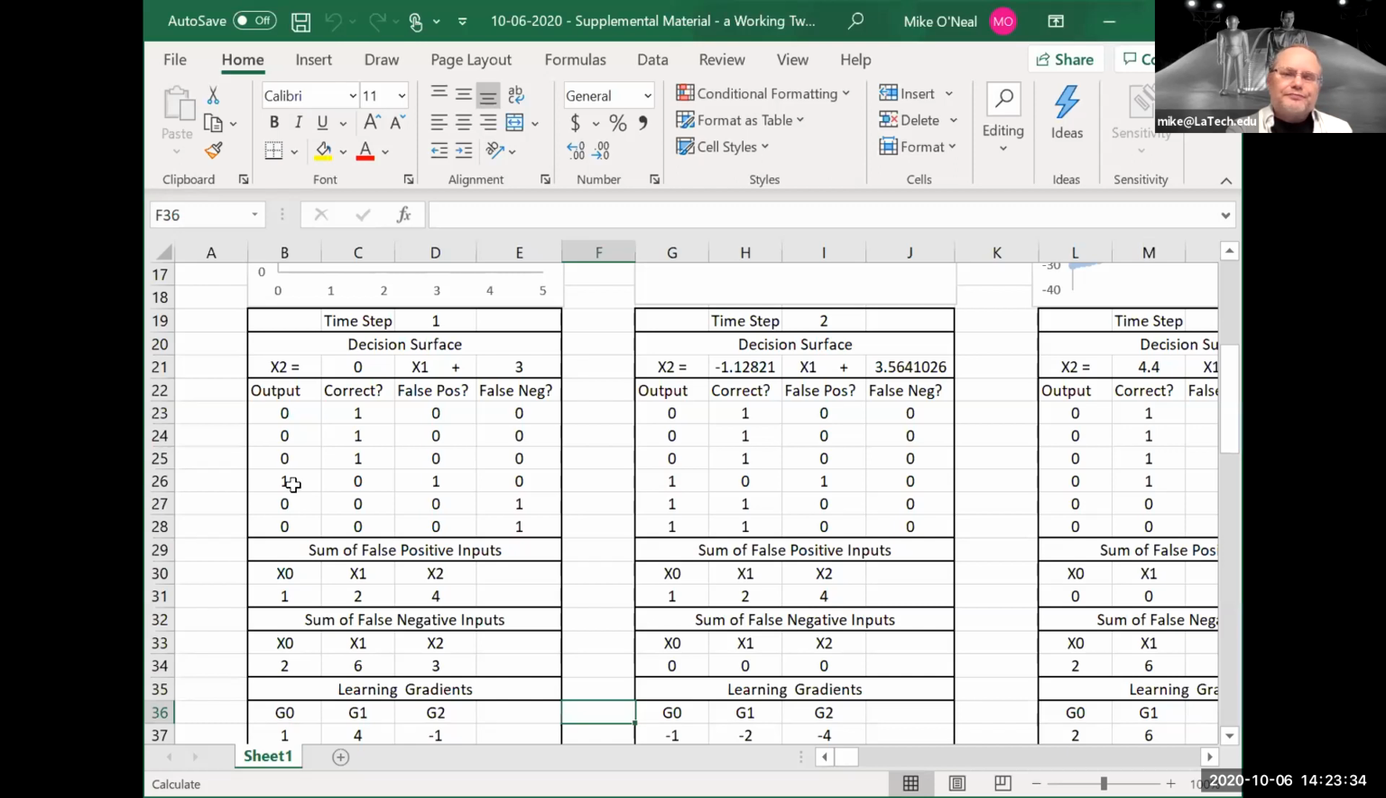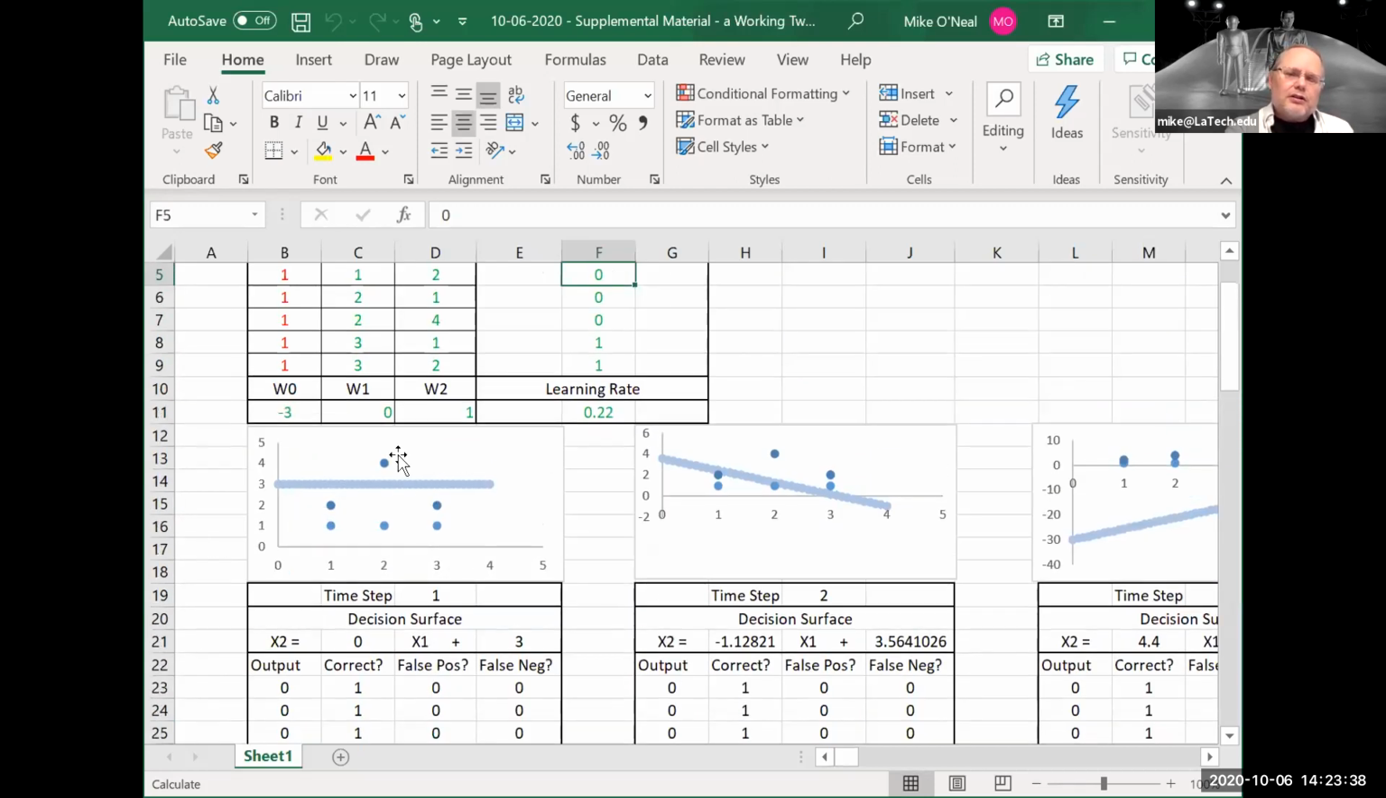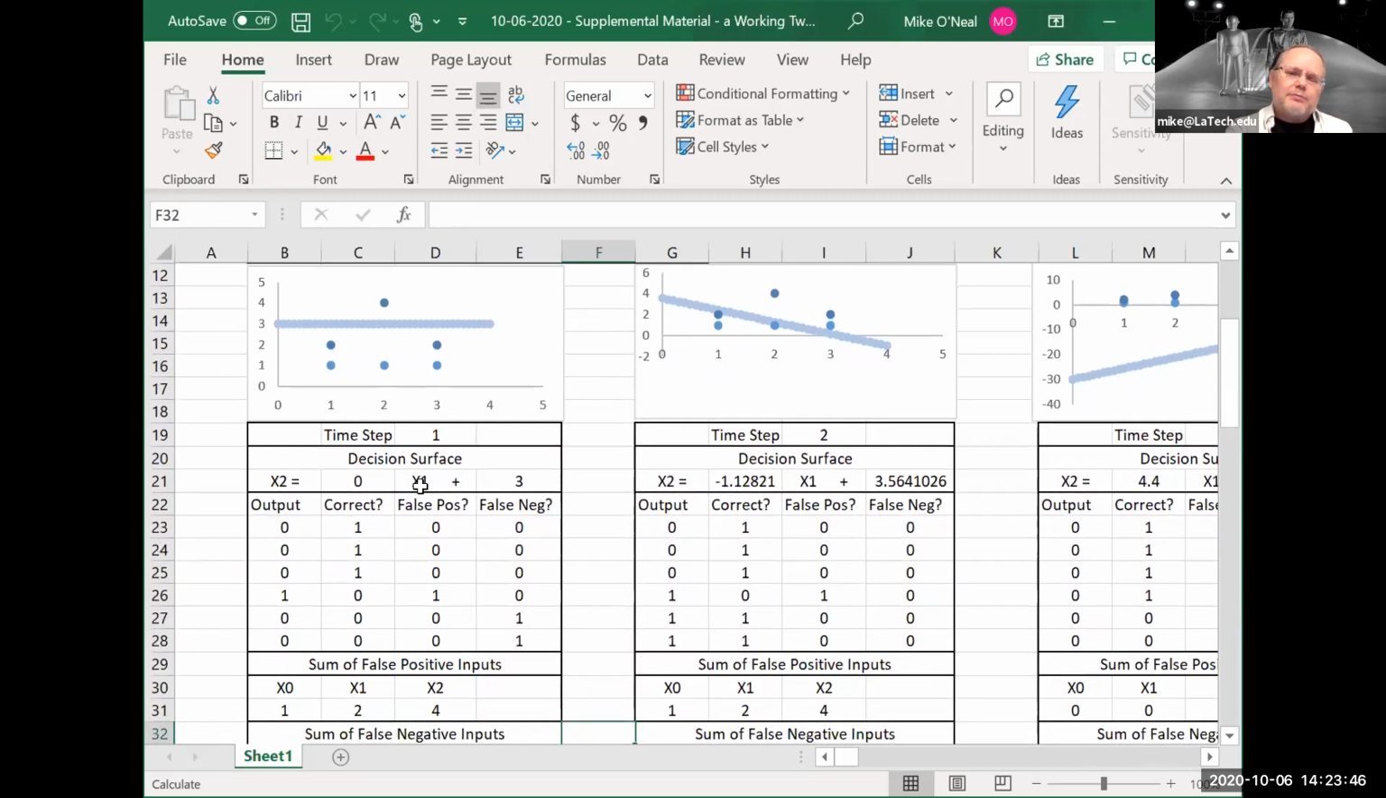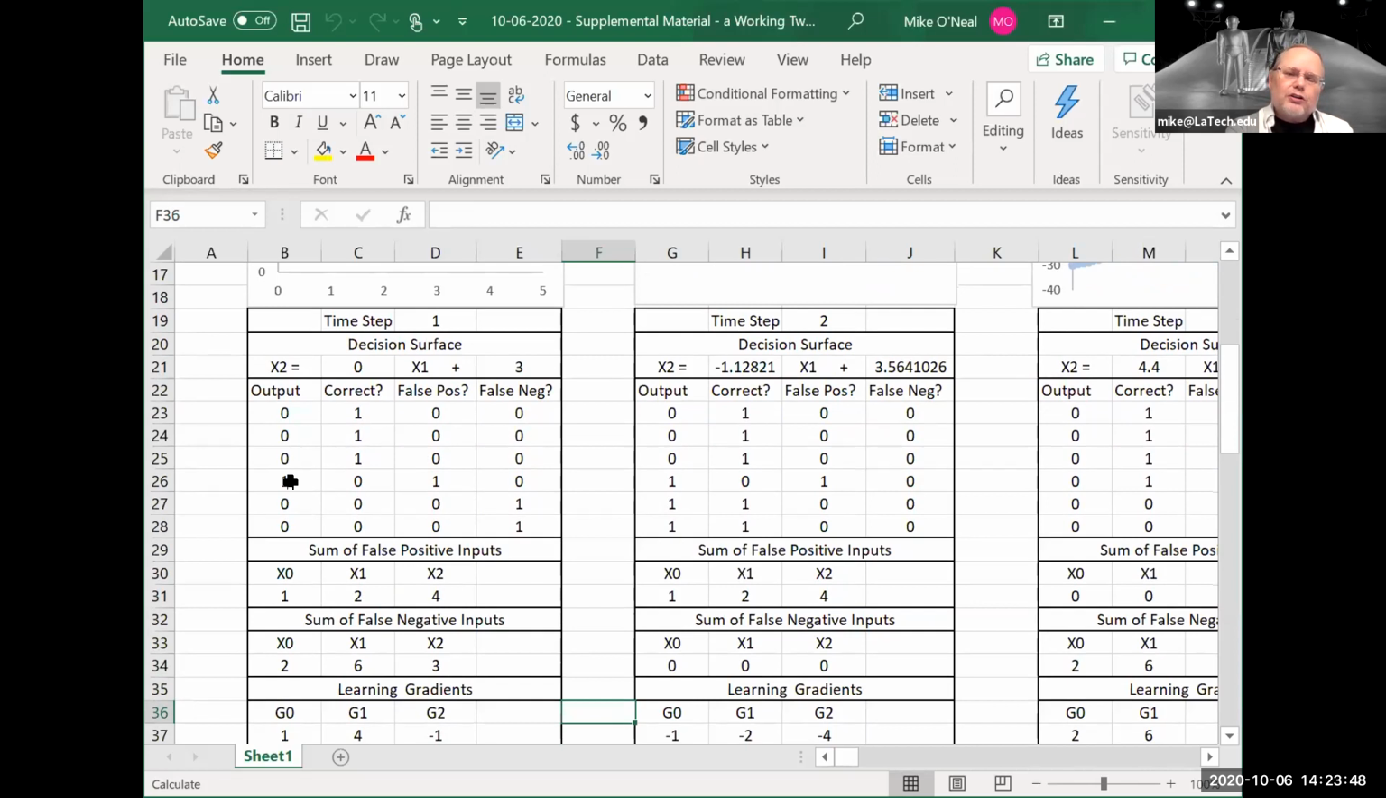The fourth one is 2,4. That is the fourth input here, 2,4. Okay. What does it generate? It generates a 1 because it's above the line. But should it have generated a 1? Is that correct? No, that's not correct. So it generated a 1. It shouldn't have. So it's a false positive. It generated a positive, but that was wrong. So it's a false positive.